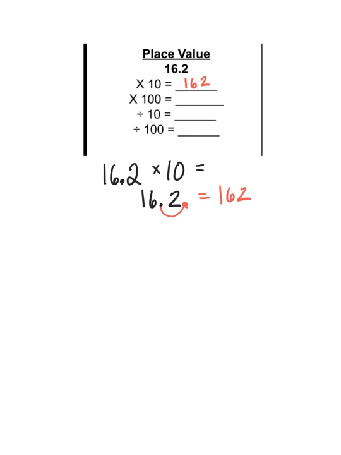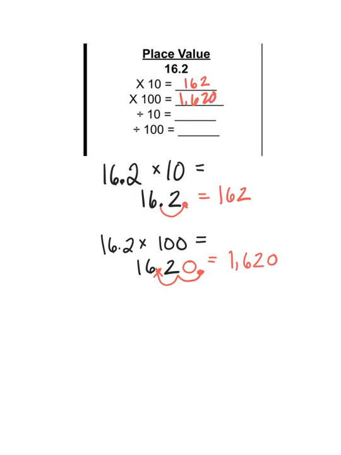Next, we're going to take 16 2/10 times 100. I'm going to rewrite my number, 16 2/10, add a 0 as a placeholder, move my decimal point over 2 spots. So my product for this one is 1,620.